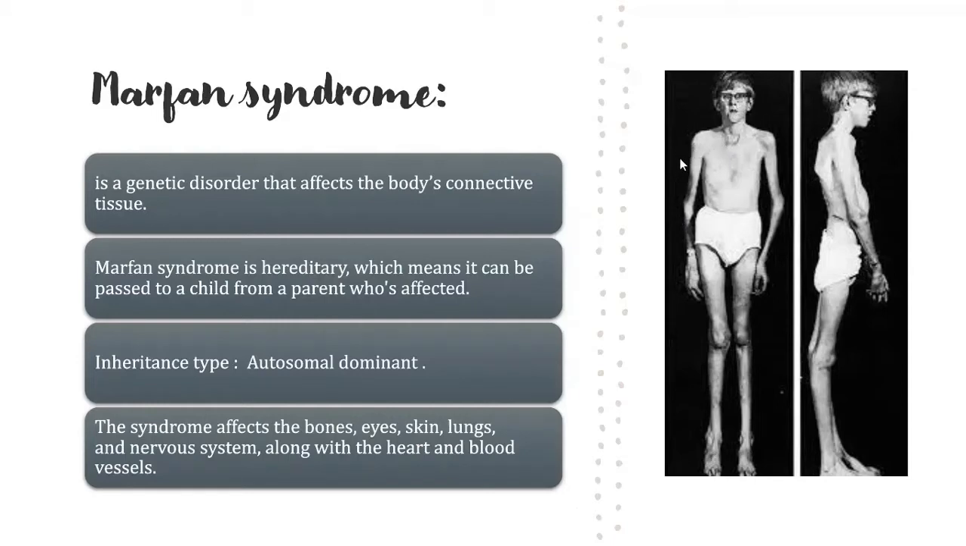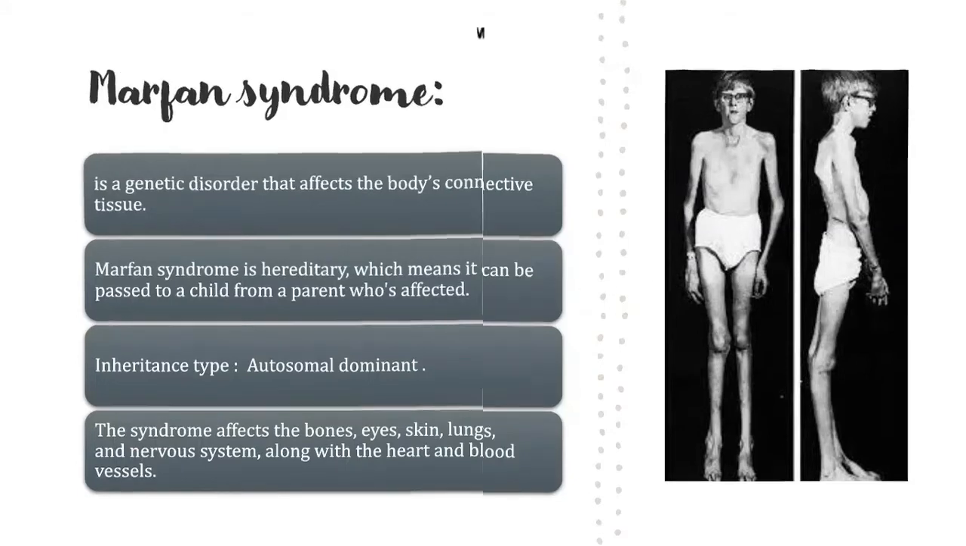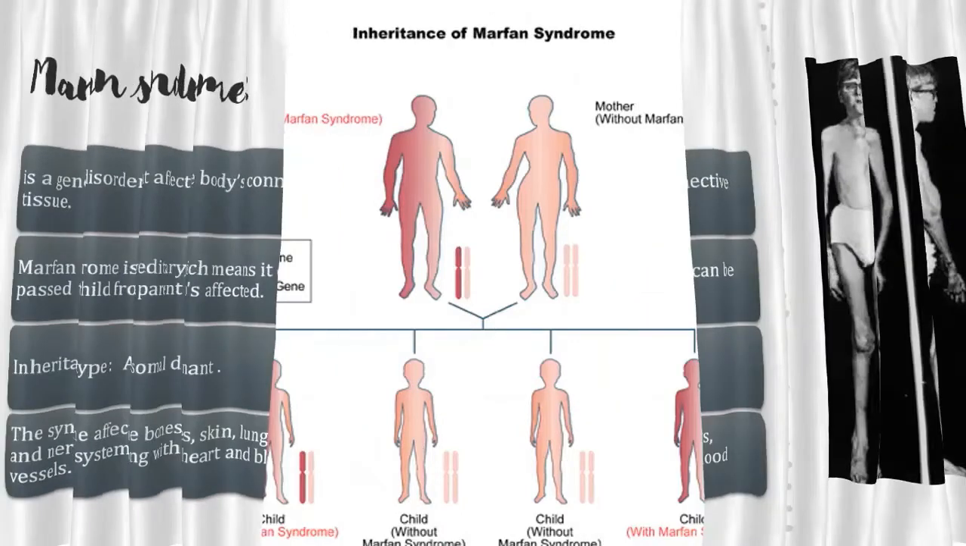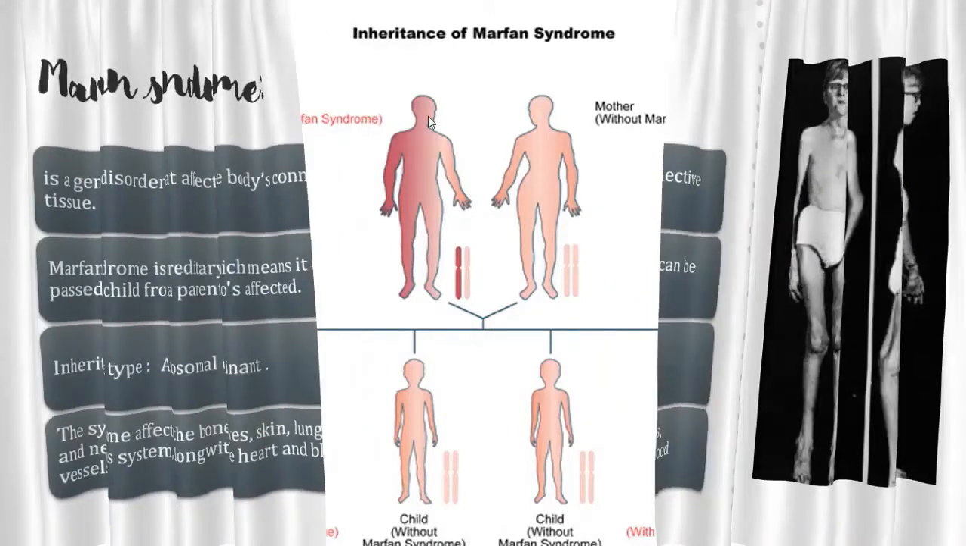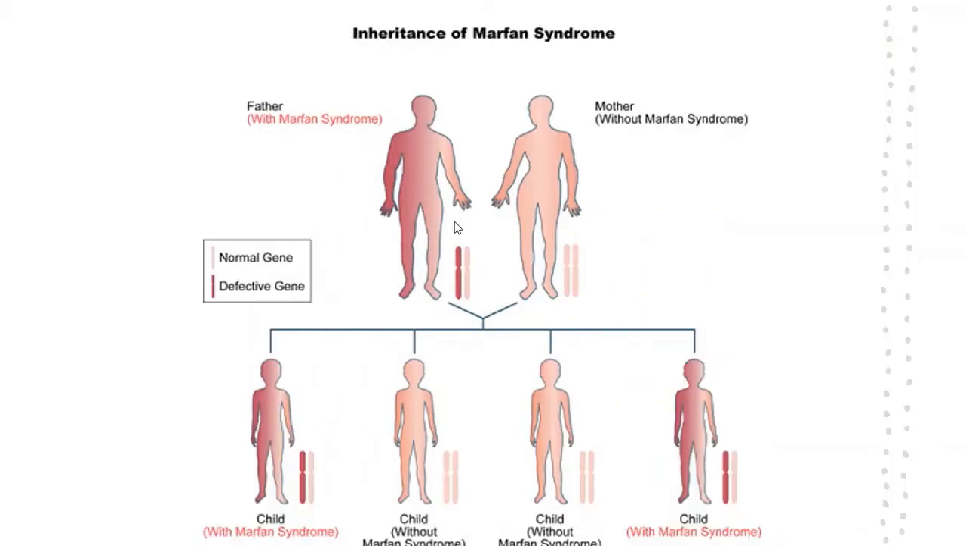We can see this patient who is suffering from Marfan syndrome, who has overgrowth of bones, and this is one of the many symptoms of Marfan syndrome. Here I have shown you the inheritance pattern of Marfan syndrome, and if one father has the affected gene, then 2 of 4 children will be affected by this syndrome.